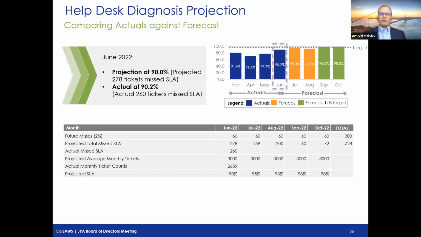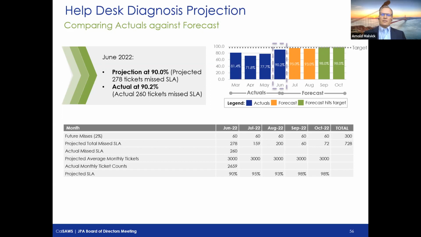We had forecasted that we'd be at 90% by June, and we actually exceeded that a little bit. We're at 90.2% on the number of tickets that met the SLA. So the good news is that was a 13% improvement over May. We were at 77.7, now we're at 90.2. And we're forecasting that we'll get to 95% in July, 93% in August, and 98% in September.